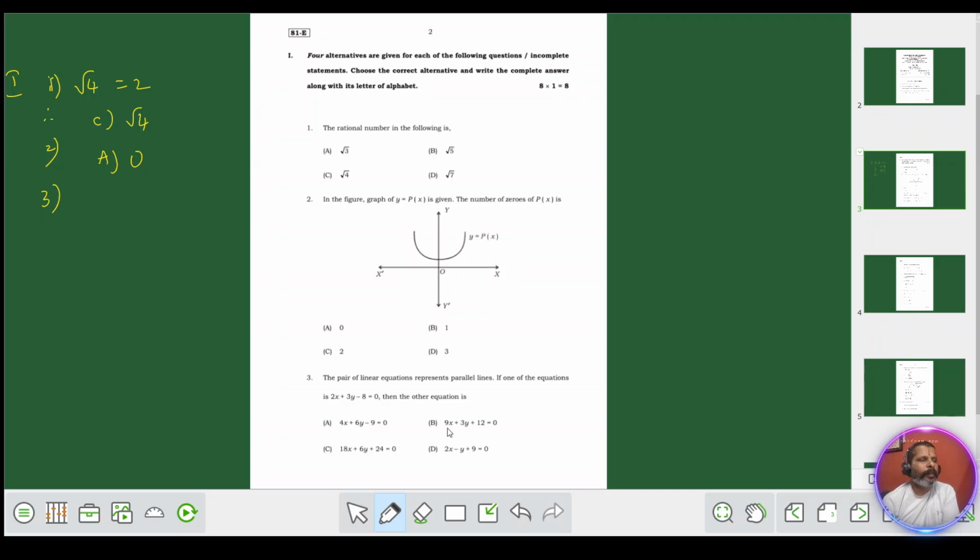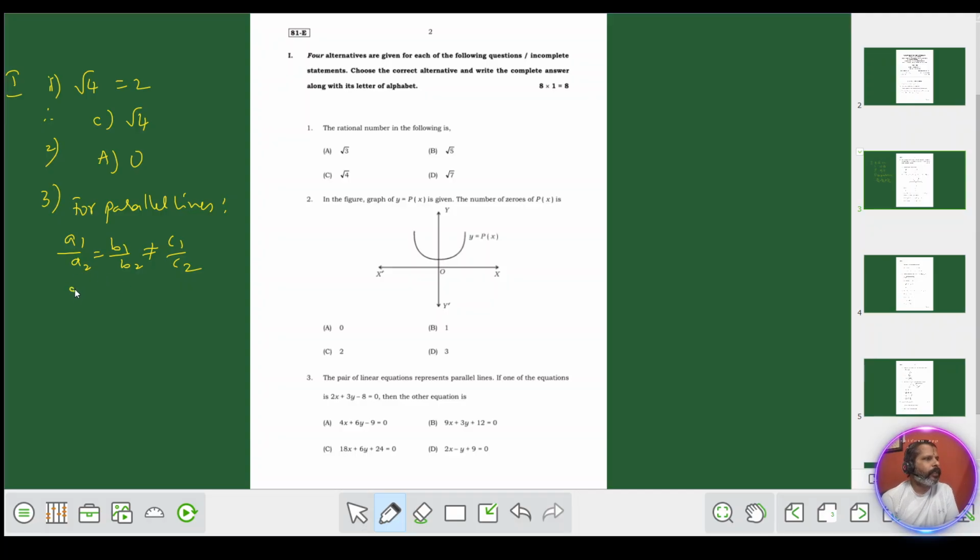Third one, the pair of linear equations represent the parallel lines. When the pair of equations represents parallel lines, what is the condition? You should know that. If one of the equations is this, find the other equation. For parallel lines, the condition should be a1 by a2 equal to b1 by b2 not equal to c1 by c2. Okay, this should be the condition for parallel lines.